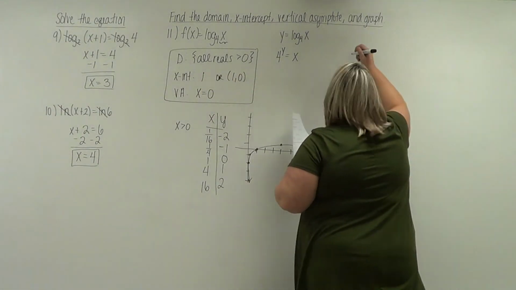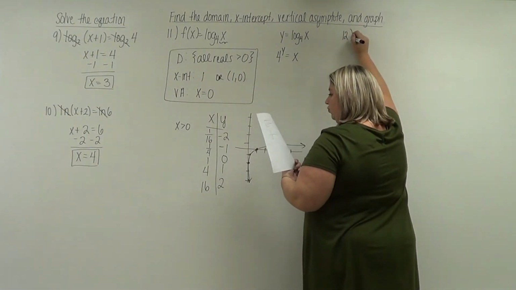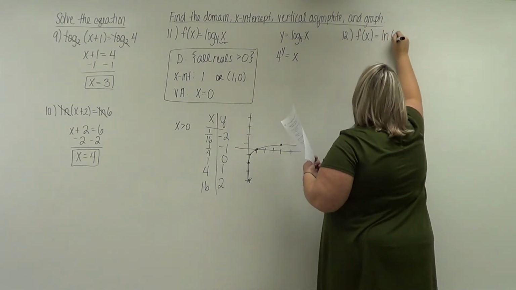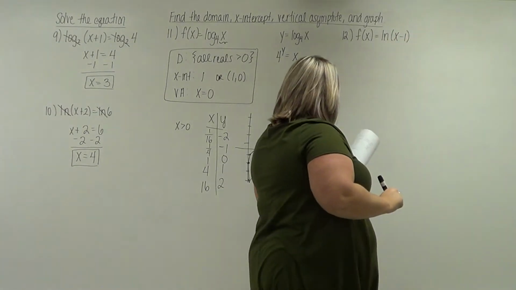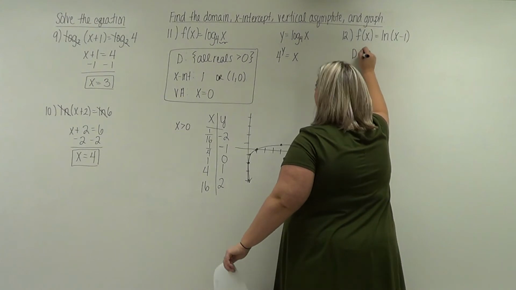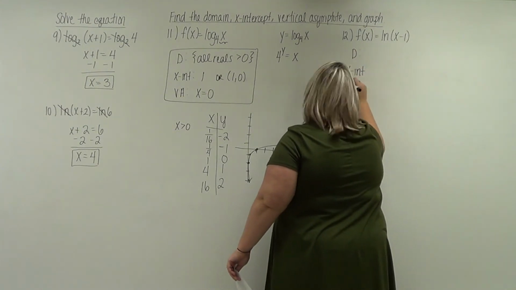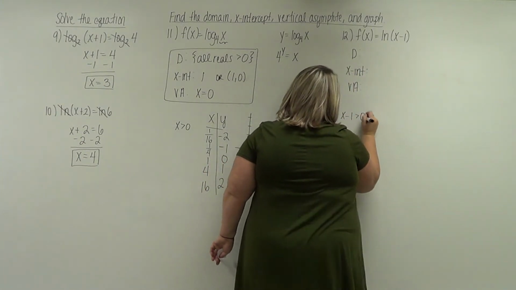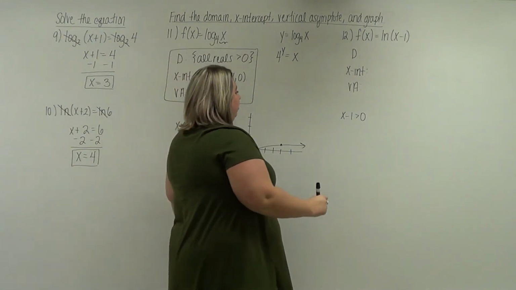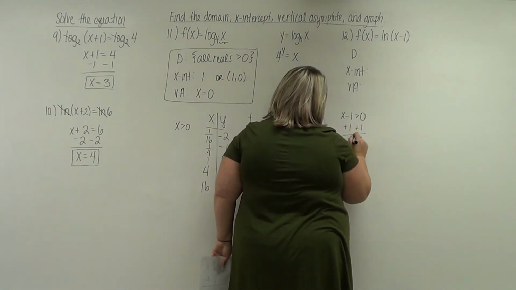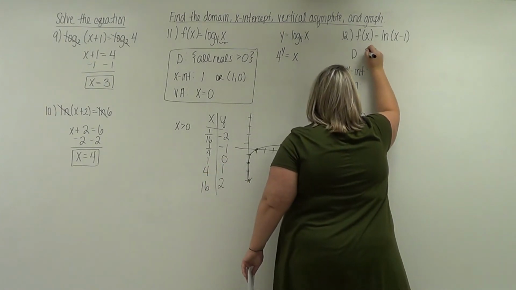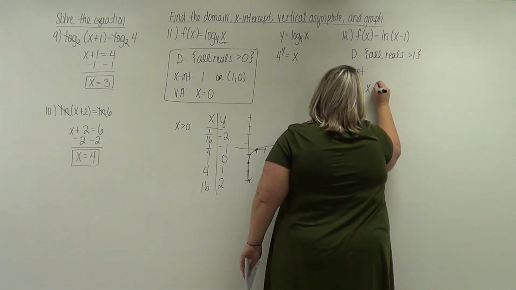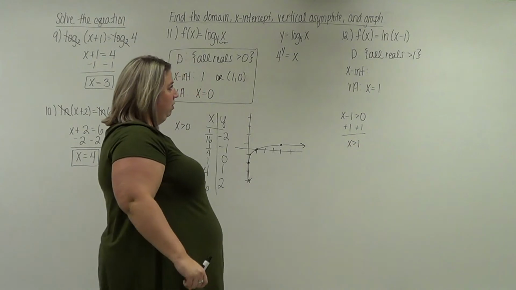Alright, let's do one more. We'll do a natural log. For our domain, we take our x part, which is x minus 1, and set that greater than 0 to solve. To solve that, I would add 1. So my domain is all reals greater than 1, which means my vertical asymptote is x equals 1.